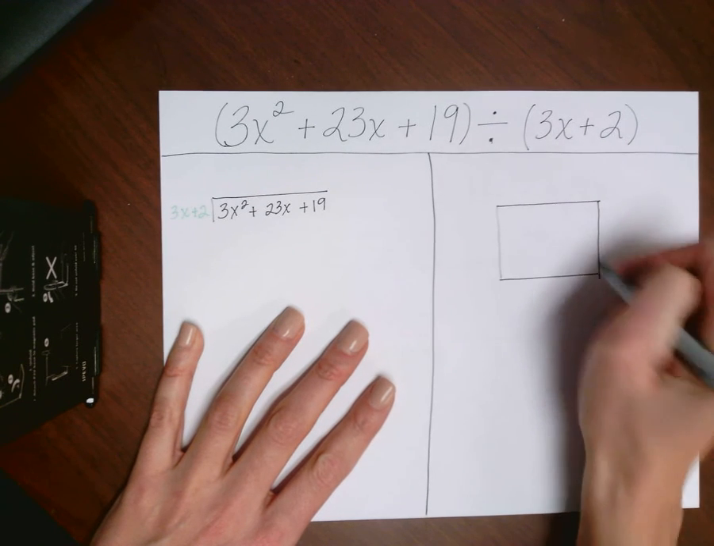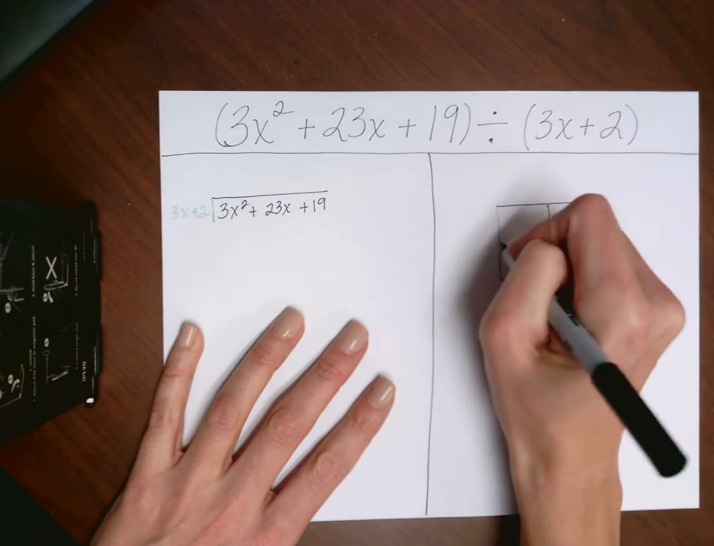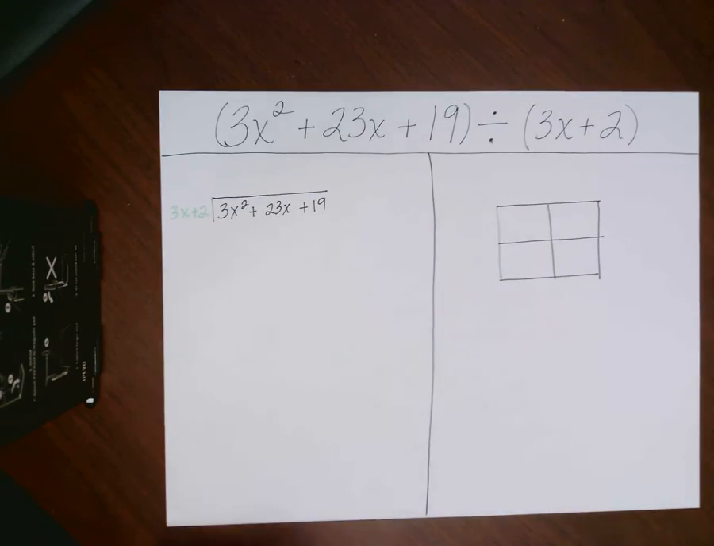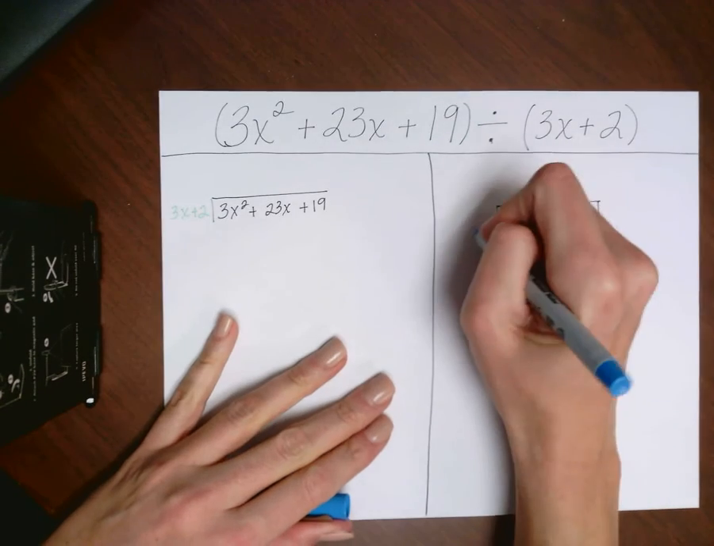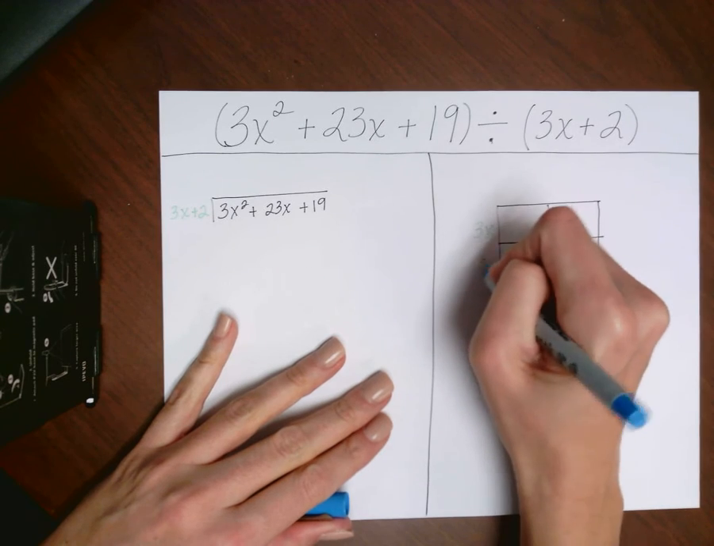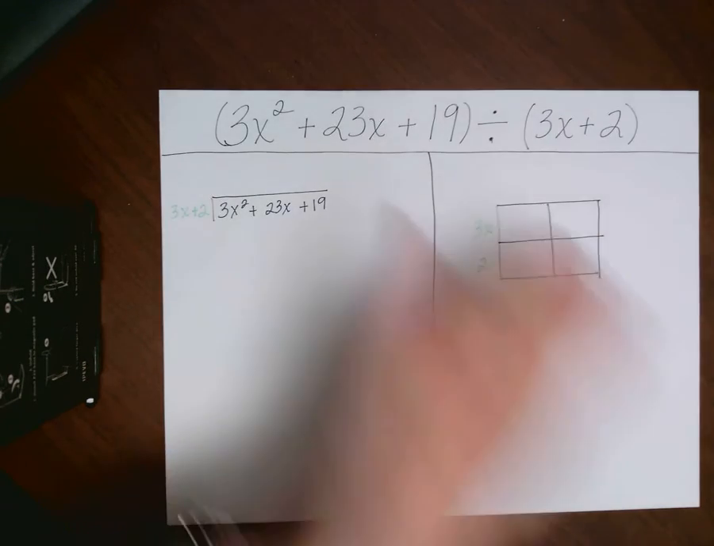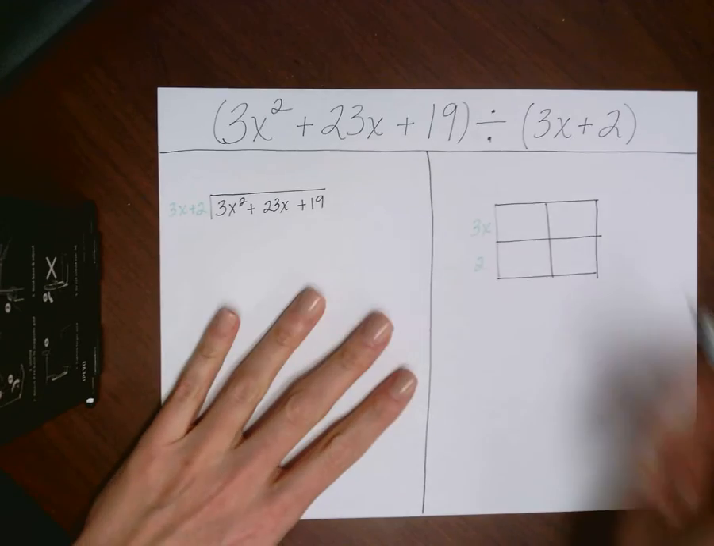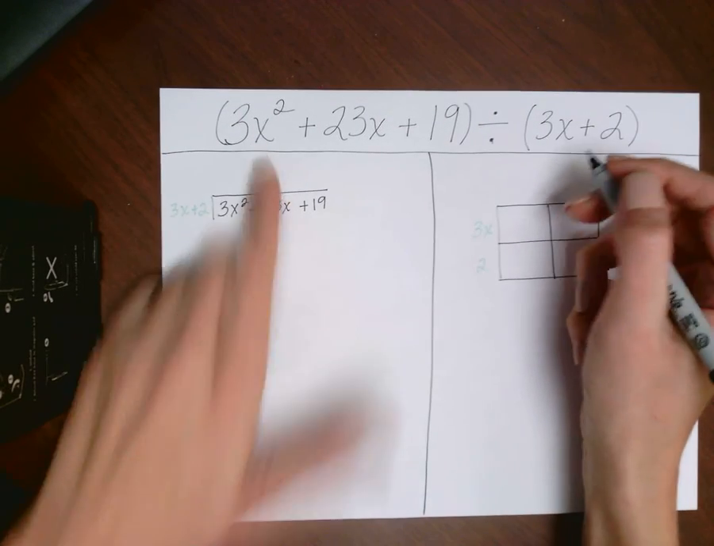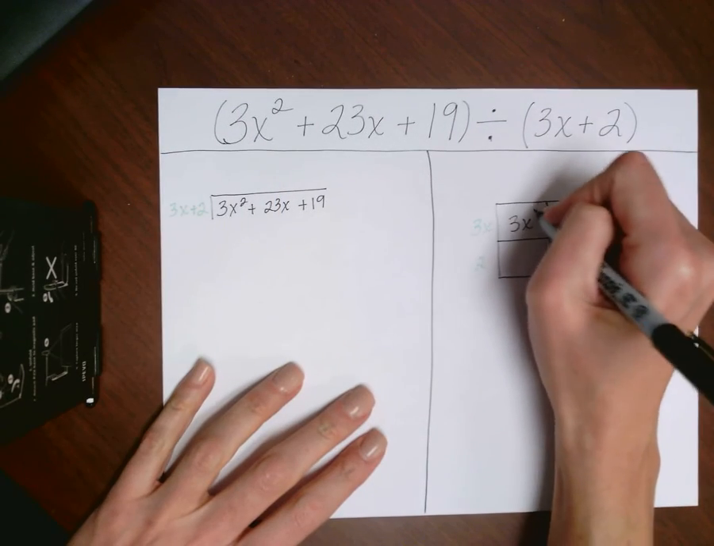are going to set up our box just like we usually do, and we are going to put our divisor along the vertical axis. You can put it along the horizontal axis. I just chose to put it along the vertical axis. And our first term, our lead term, is going to go in the top left-hand box.